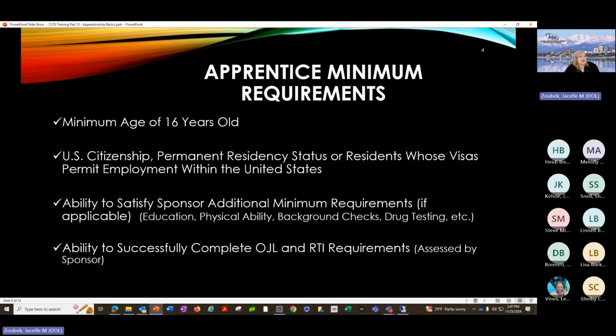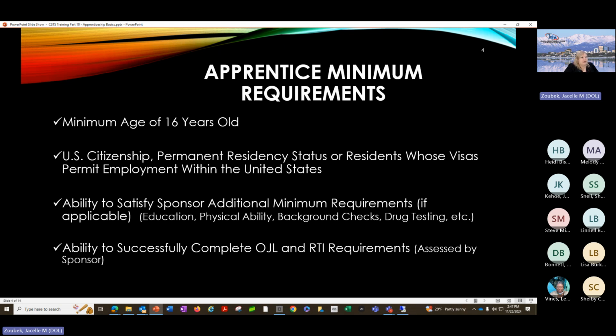Okay. Apprenticeship minimum requirements. I understand the minimum age is 16 years old. That usually has to do with the fact that a lot of these occupations may have some occupational restrictions. So if you had a young one that you raised and they wanted to get their first job, if they were 14, 15, or 16, they may have needed you to sign a work permit, and then they may have been restricted to what they could do and what hours they could work. They have to have the right to work in the U.S. and the ability to satisfy the sponsor's additional minimum requirements, if applicable.